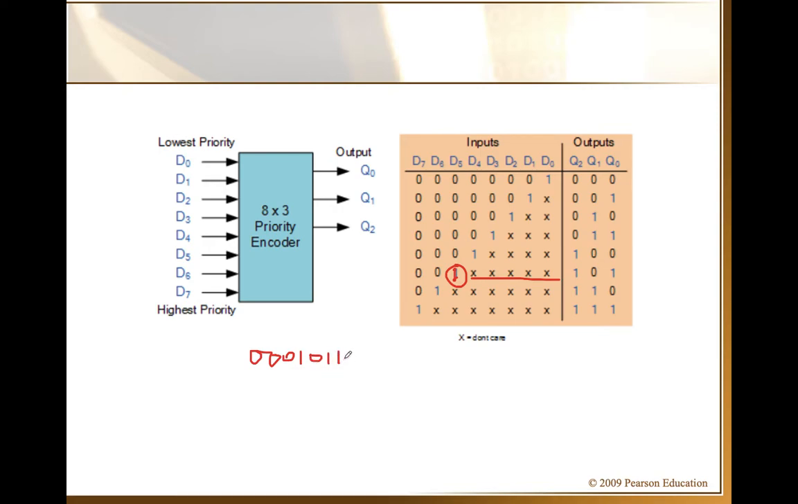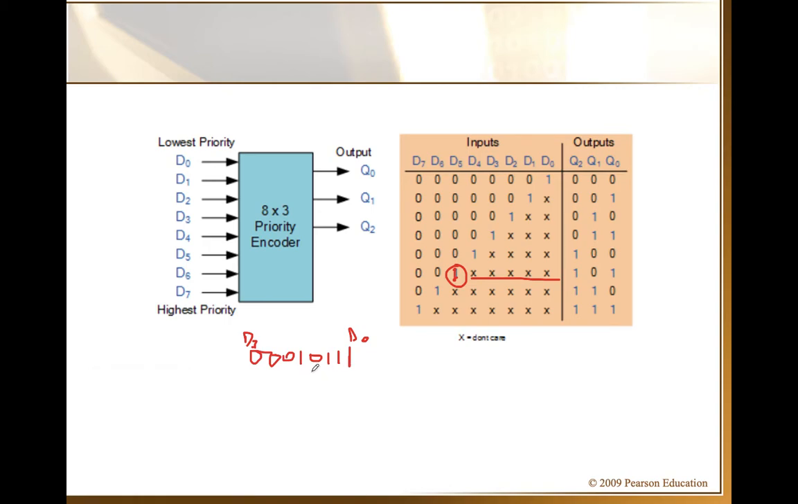0001011 1. Okay, this is the input on these lines. This is obviously the LSB, the D0. And this is the MSB, D7. Now this is the number. So which one will be encoded, you think? Which one will be encoded?